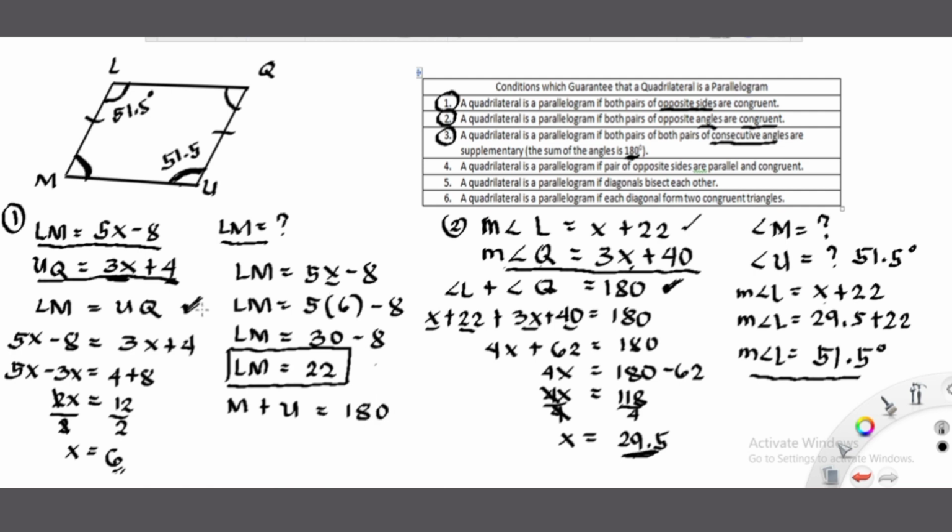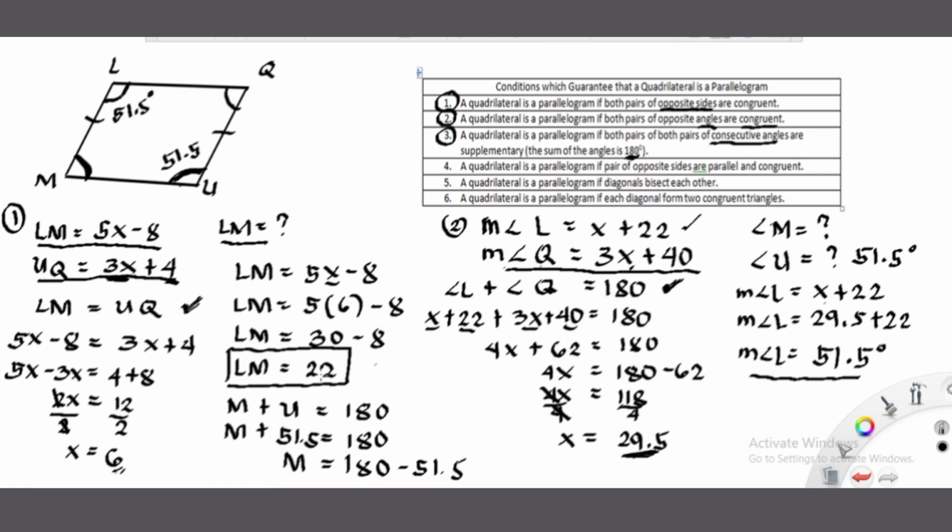Angle M is unknown, so susulat ko pa rin ng M. Plus angle U is 51.5 degrees. So, that is equal to 180 degrees. So, lipat natin ang 51.5 on the other side of the equal sign. So, we're going to have M equals 180 minus 51.5.